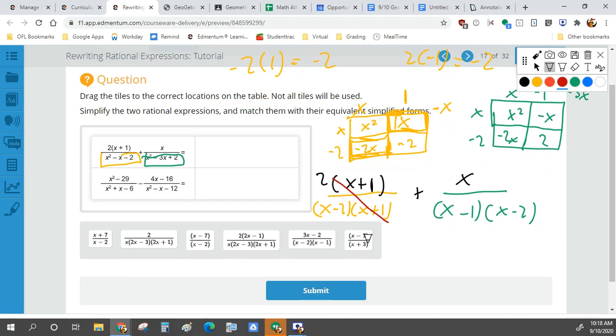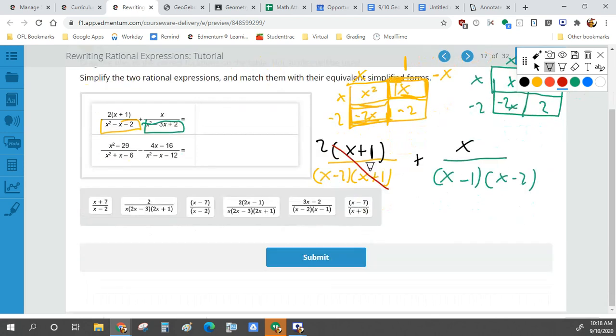So now I don't have to worry about this plus 1 anymore. It's gone. But this one has an x minus 2 and this one has an x minus 1. So what I have to do now is change this to 2x minus 1 over this x minus 2, which is what we're taking from over there. And I'm also going to multiply this by x minus 1.